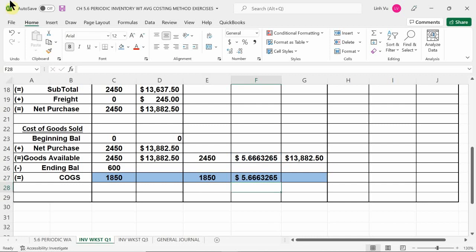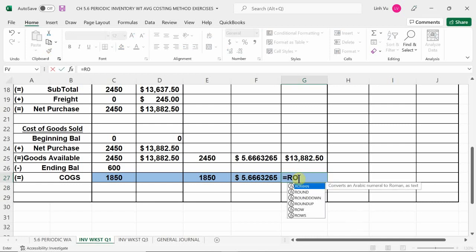5.6663265. So this is the formula if you are going to be using Excel to calculate this, this is the formula you're going to be needing to use. And I do use this formula quite frequently throughout the rest of the accounting class. It's going to be equal ROUND. What does equal ROUND do? Well, it's just like in math. It will round the numbers to the nearest decimal point that you designate it to be.